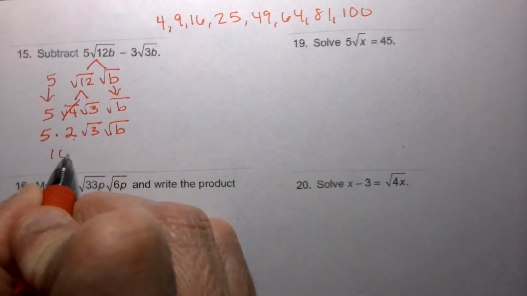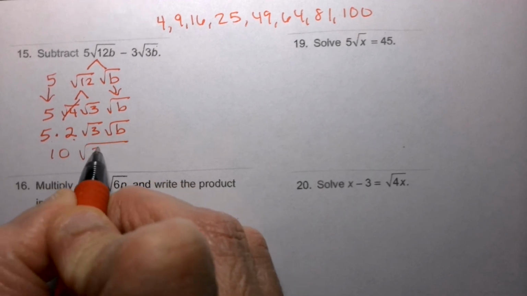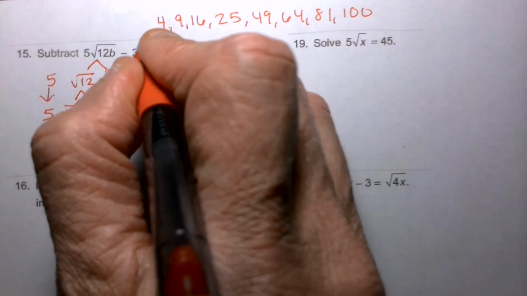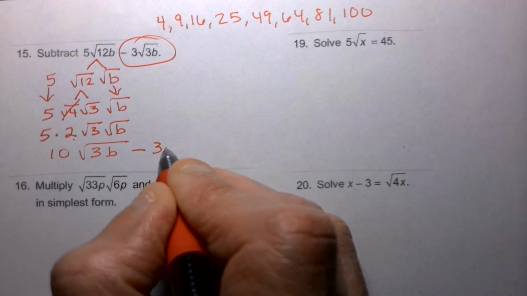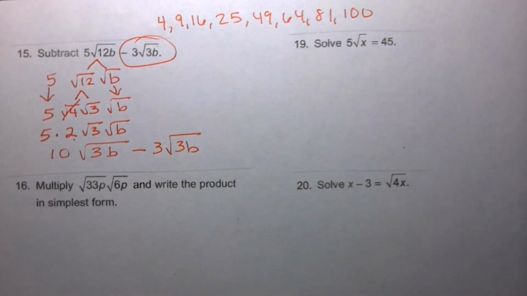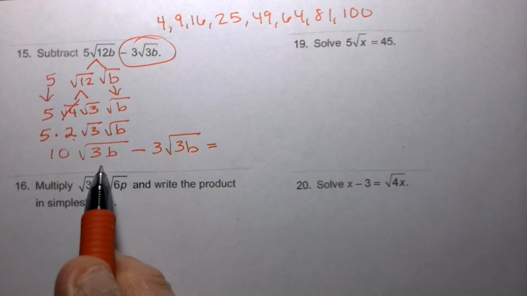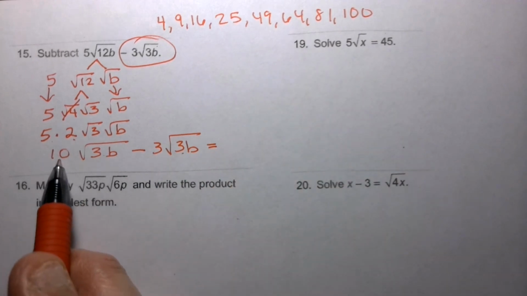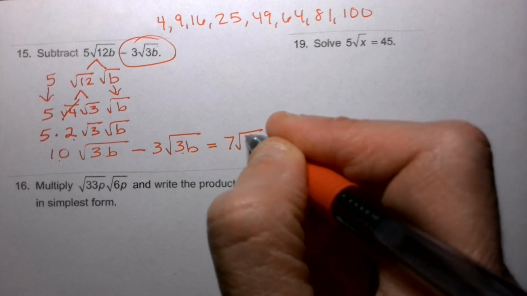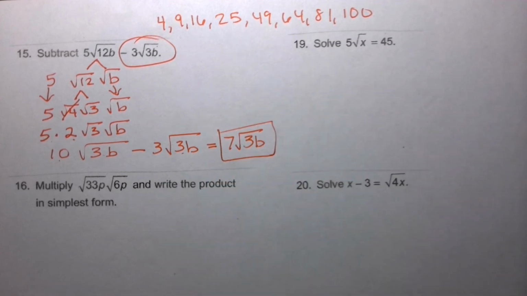So 5 times 2 is 10. 3 times b is 3b. Minus 3 root 3b. Now are they the same? Absolutely. Isn't that cool? So these are the same, and now I can subtract 10 minus 3. And we're done.